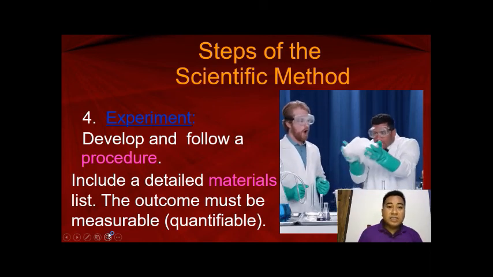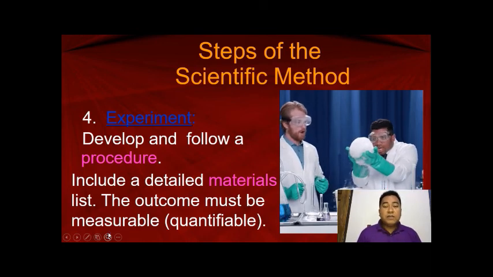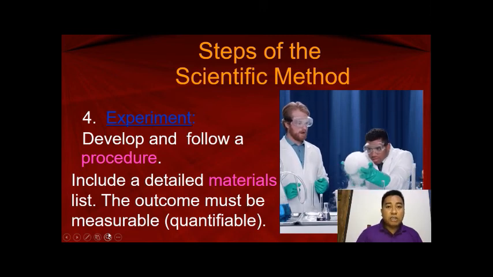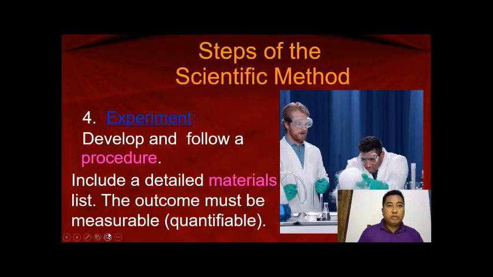So this is an experiment. It has to have a material list. Therefore, you are not allowed to pick things that are not listed in the materials, because it could affect what your experiment will show. And the outcome must be measurable, so it must be quantifiable. It could be measured in weight, in volume, etc.